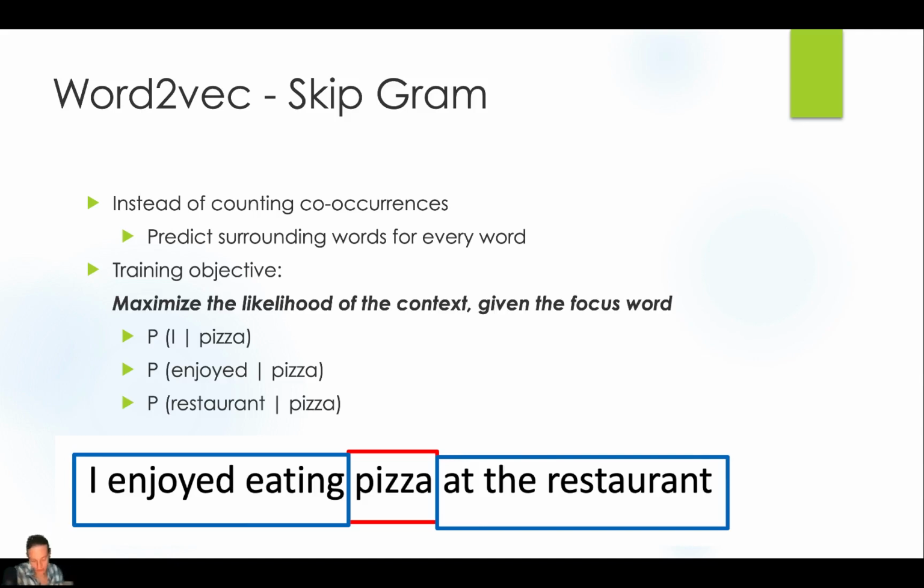We predict surrounding words for every word. Our training objective here, for instance, would be: what is the chance of the word I appearing given that the context or surrounding word is pizza? What is the chance of enjoyed occurring given pizza? What is the chance of restaurant occurring given pizza? These are the sort of probabilities that you're learning.